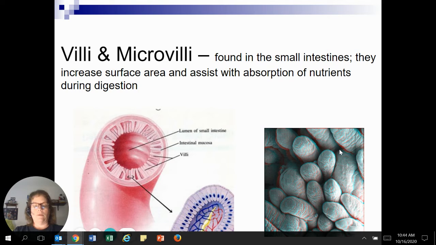All right, you have villi and microvilli. These are found in the small intestines. They're really just little finger-like projections that stick out on the surface. They almost look like a shag carpet, but their purpose is to increase the surface area inside the intestines, which is going to help with your nutrients being absorbed. We'll talk more about these when we get to the digestive system.